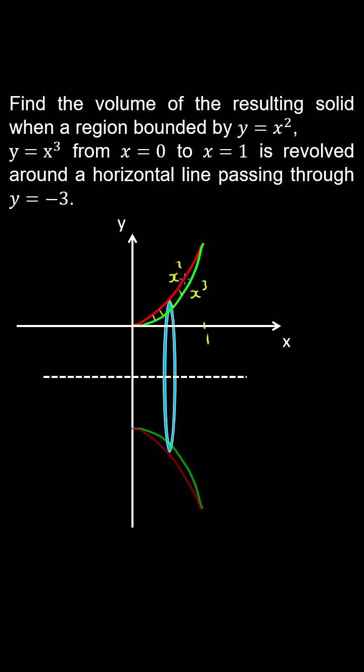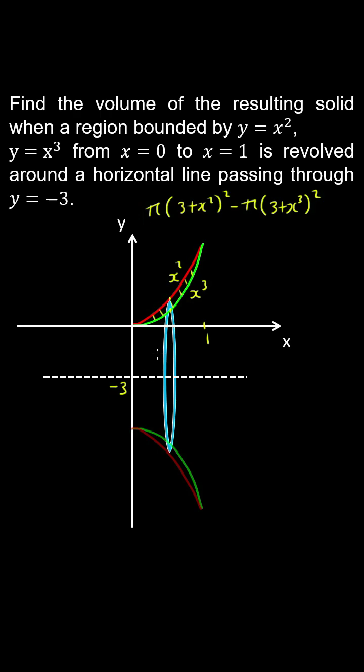So this region here is revolved around the horizontal line passing through y equals -3. So we can conveniently use washers here because these curves are not touching the axis of revolution. So the area of the outer washer is pi by the radius squared, so the radius is 3 plus y, which is x squared, all squared. And then minus the area of the inner washer would be pi by the radius, so that would be 3 plus y, which is x cubed.